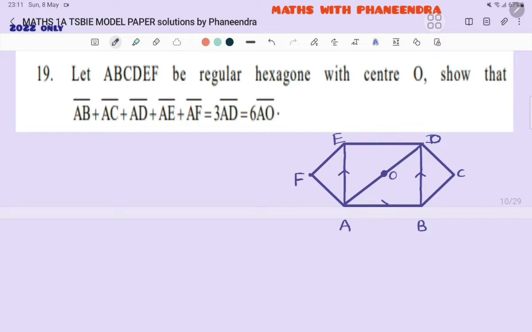See, whenever ABCDEF is a regular hexagon, in the solution step this is the figure you have to draw. A, B, C, D, E, F being a regular hexagon.